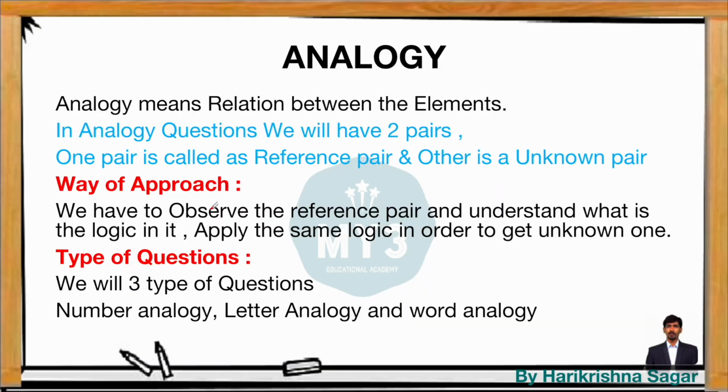So basically, analogy indicates the relationship between the elements. In all the analogy questions, you will be able to see two pairs. One pair is called the reference pair and the other pair is called the unknown pair. What you need to do is observe the reference pair and understand the relation or the logic in it. The same logic you have to apply to get the required quantity.